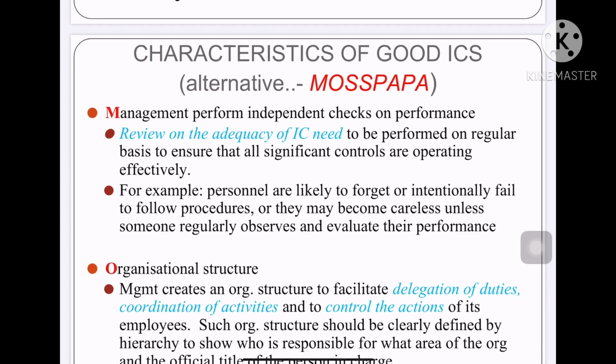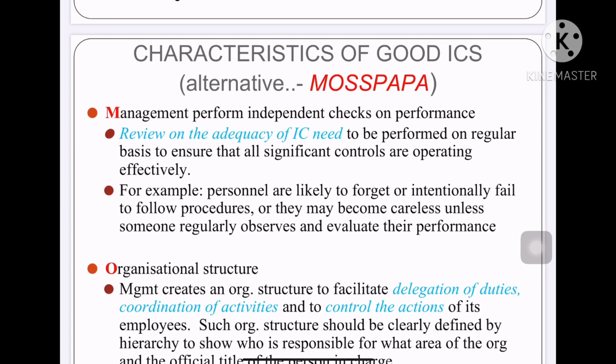Alright, number 1, for a good internal control system, the first characteristic is that management performs independent checks on performance. It means that management will review the adequacy of the internal control system on a regular basis to ensure all significant controls are operating effectively. So they are going to review, either yearly or every 6 months, whether they need to change or whether the current system is already enough.